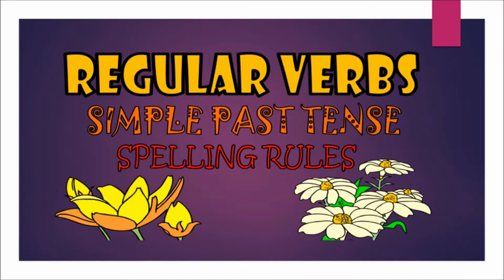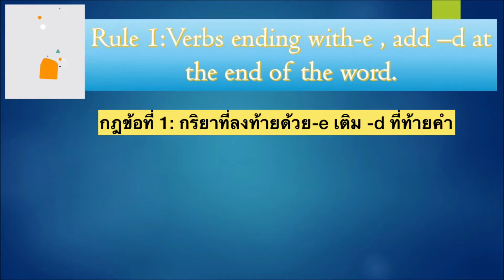So, regular verbs, simple past tense, spelling rules. For regular verbs, we have rules to follow in the spelling. First, we have rule number one. Verbs ending with E add D at the end of the word. So, if the verb ends with E, you have to add D at the end of the word.